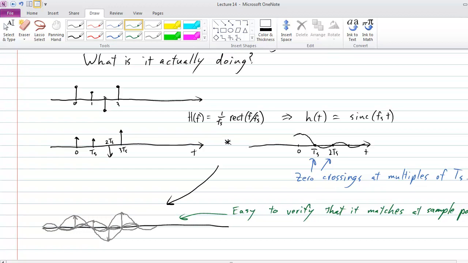But ideally, if you wanted to go through and calculate by hand the value of x of t at some point, you have to sum up an infinite number of contributions. Unless, of course, all the samples are 0. Then you know the contribution.